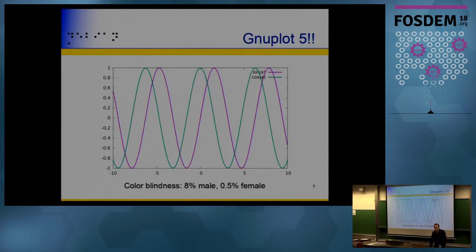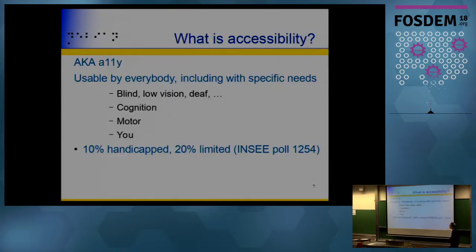So, I'm just wondering, how many people here, please raise your hand if you are colorblind in the room. Is there somebody? No? Well, that's 8% normally. So statistically, there should be at least one. Anyway, so what is accessibility?